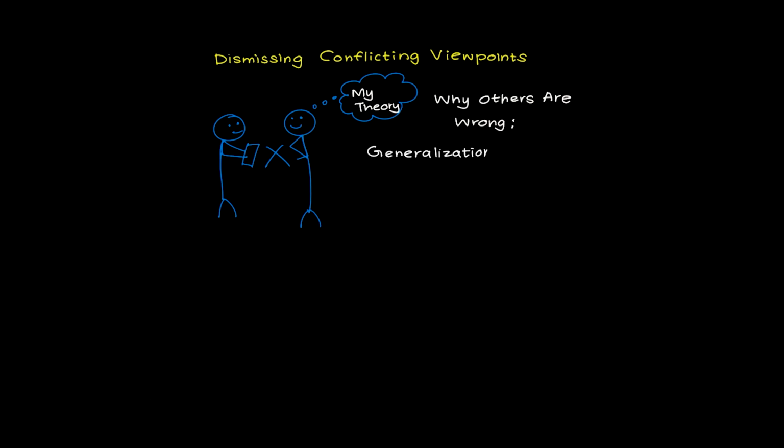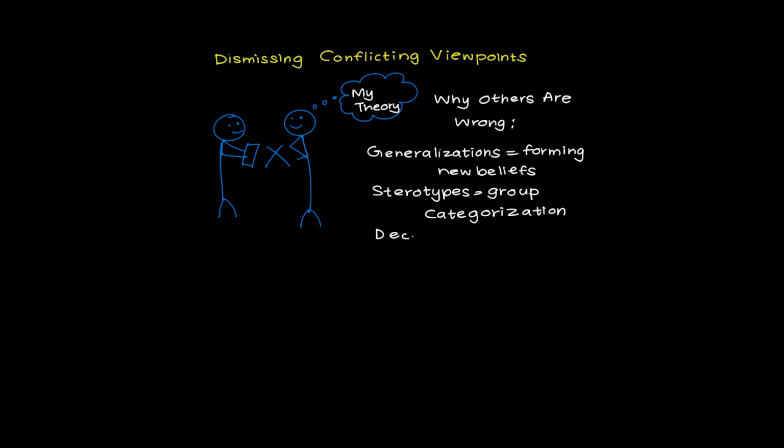Making generalizations without evidence is problematic, but that's not what's happening here. She's not forming new generalizations. She's rejecting external evidence. Letting stereotypes shape thinking involves categorizing people by group membership, which isn't the issue. Thinking deceptively about experiences means distorting your own personal experiences, not rejecting someone else's research.